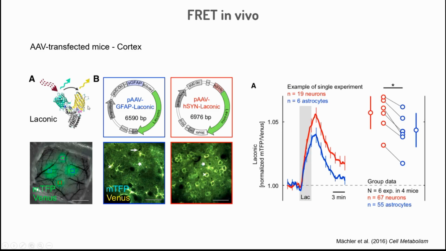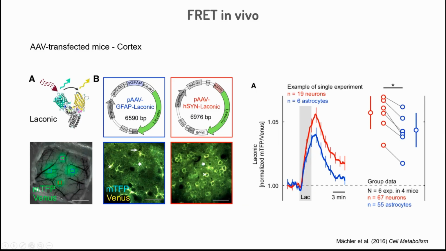Typically, you will excite this part of the fluorophore, which is the TFP, and it will transfer the energy to this yellow part. So you excite this one, but then you collect the light from this yellow part. I don't remember exactly how it works, but I think when lactate binds to this, it will enable the FRET, and when you have no lactate, there is no FRET.